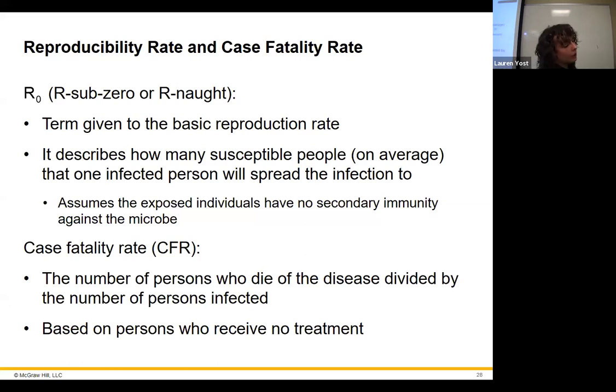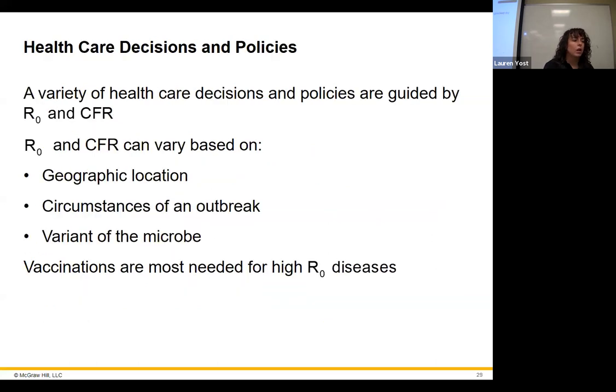All right, case fatality rate: the number of people who die from the disease divided by the number of people who are infected. That means literally, if you get infected, the likelihood that you're going to die from it. Okay, that's the case fatality rate. What are the odds if you get sick with rabies that you're going to die from it, that sort of stuff. And of course, this is going to be based on people who don't get treatment. So not everybody will be getting treatment, so you want to look at worst case scenario there.